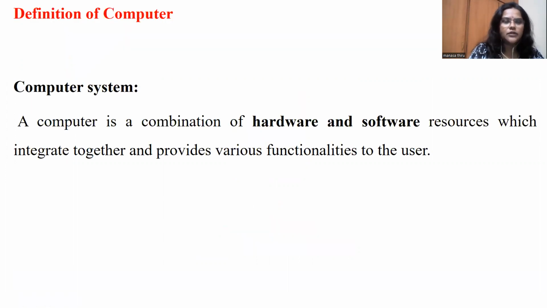So firstly, definition of computer. We know that the computer is a combination of hardware and software resources. So here, what are the resources? Resources are nothing but input devices and output devices. These come under the hardware resources and the software resources. The software resources are the programs; without those softwares, the computer will not work. So the combination of hardware and software resources, both together, provides the various functionalities to the user.